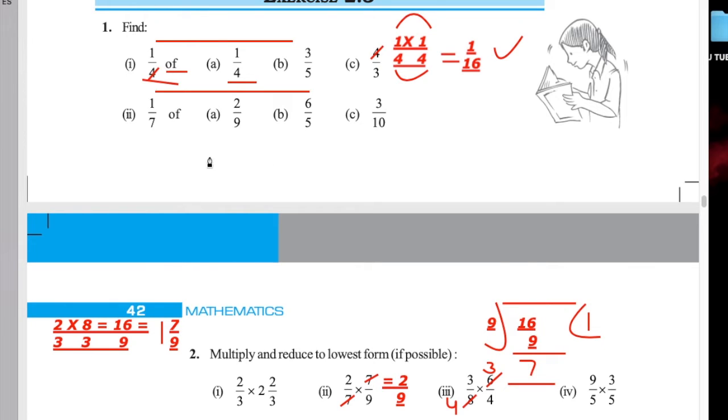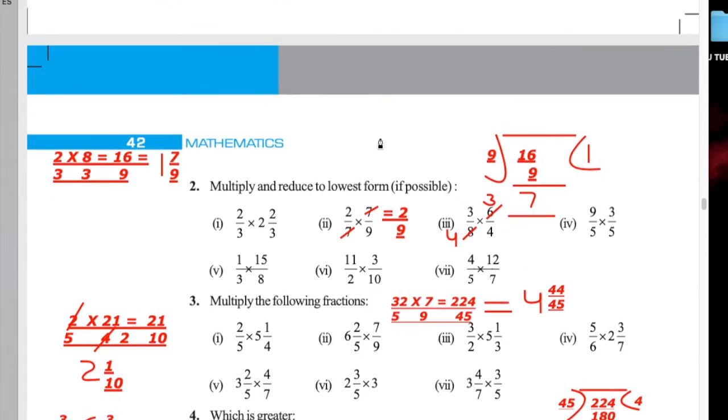Same now here in the second part, 1 by 7 of 2 by 9. So 1 by 7 of 2 by 9, you will get 2 by 7 9s are 63. So 2 by 63. Same you can do the B part. 1 by 7 multiply 6 by 5 and 1 by 7 multiply 3 by 10. So you can solve these questions by yourself. Very good. Now the second part.